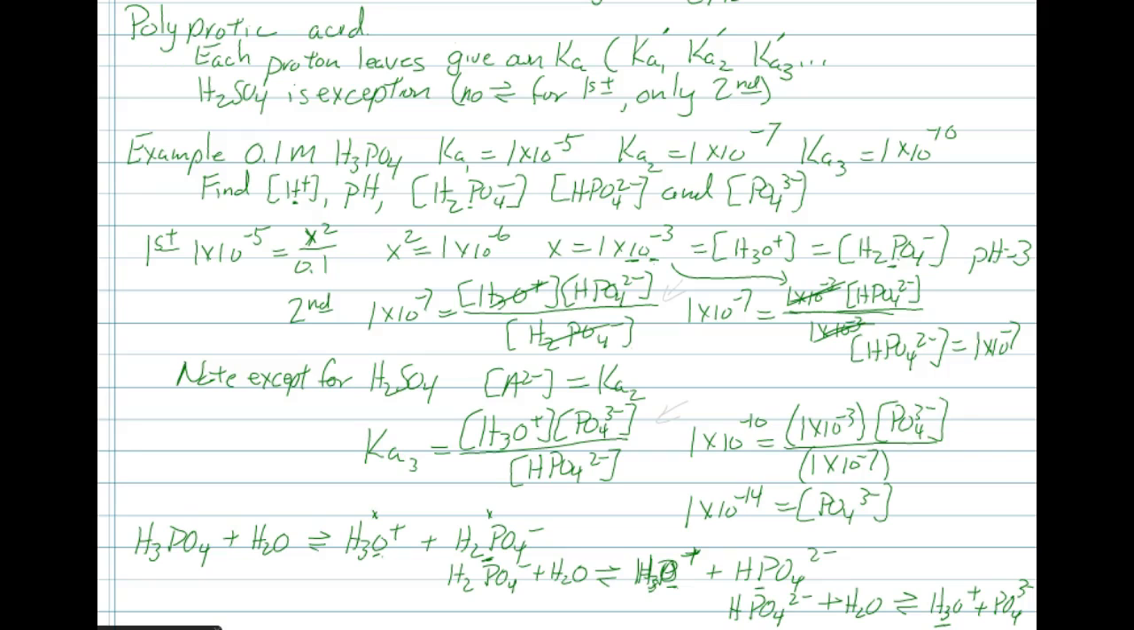It's a lot of work, but just keep your eye on the ball and make sure you don't assume the x squared beyond the first ionization. After the first ionization, you cannot assume x squared. You've got to go with the log form. That's one. That concludes this lesson on bases and polyprotic acids.